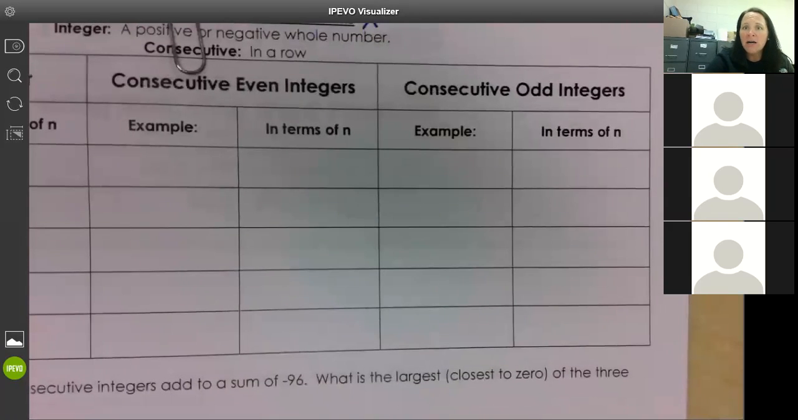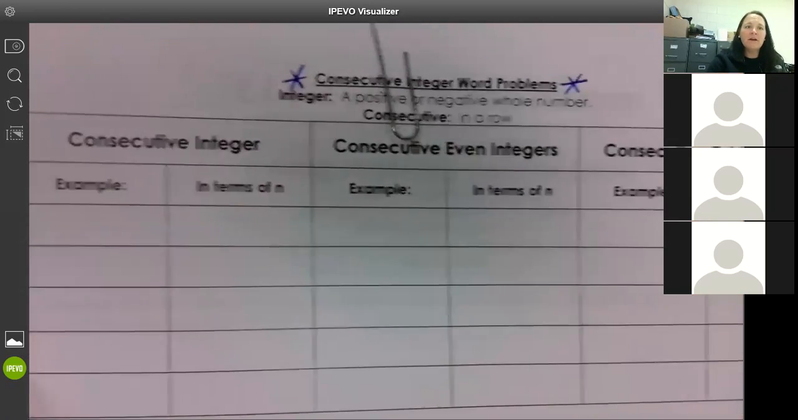What would consecutive odd integers be? 1, 3, 5, 7. So those could also be negative numbers, negative 15, negative 13, negative 11. You could do those, that's fine. So you'll see that when it comes up here.